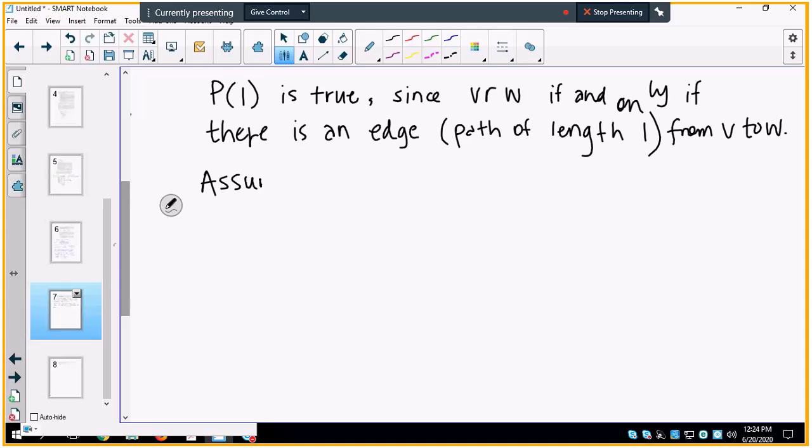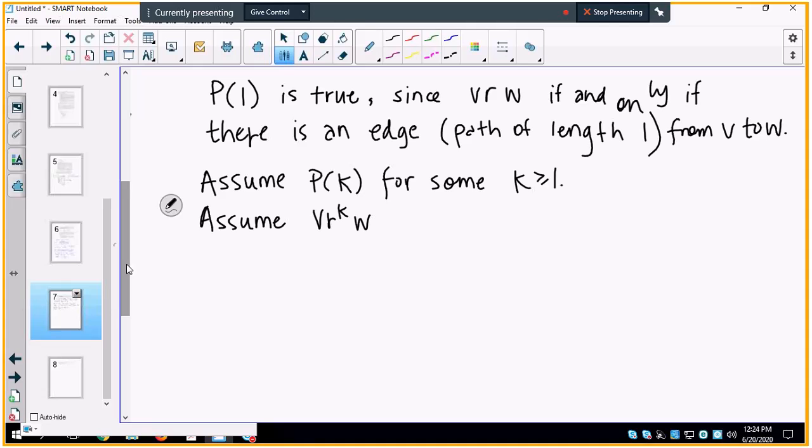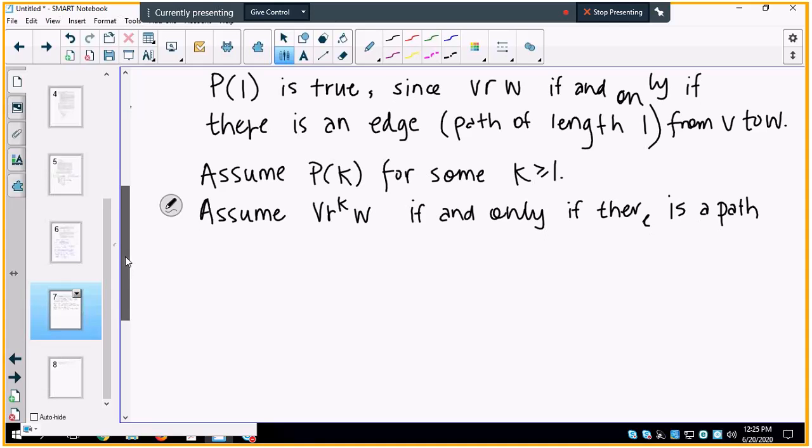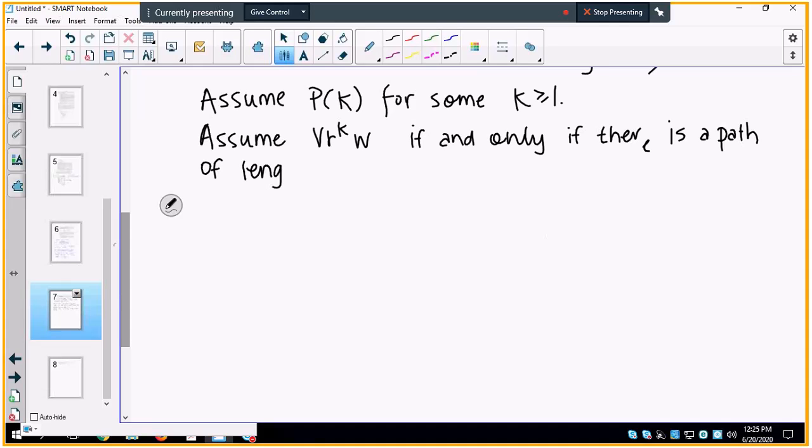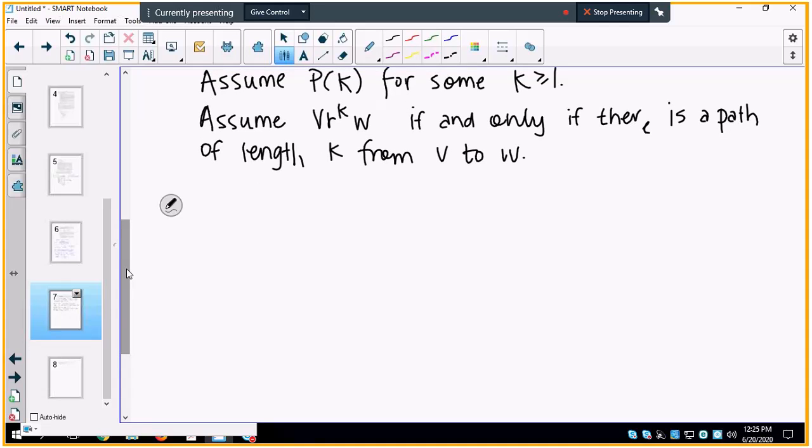Next step is assume that the proposition is true for some intermediary natural number. So in this case, we're assuming that V r to the power k W, so V relates W by the relation r to the power k, if and only if there is a path of length k from V to W. Okay, then the last thing we have to do is show that since this is true by assumption for some intermediary natural number k, then it's also going to be true for the next natural number.